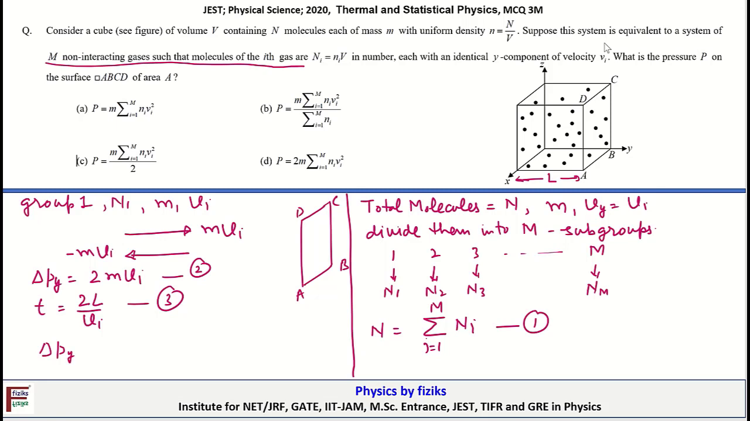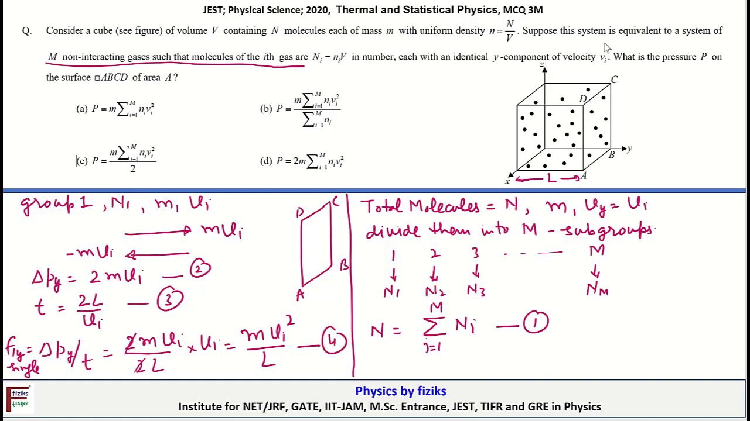Now the force exerted by a single gas molecule along the y direction, F1y single, is delta Py upon T. So that is equal to 2 m Vi upon 2L over Vi. The 2 cancels with 2, so this is equal to m Vi square upon L. That's the force exerted by one single gas molecule along the y direction. Let's call this equation 4.